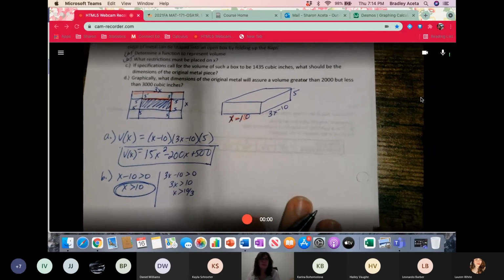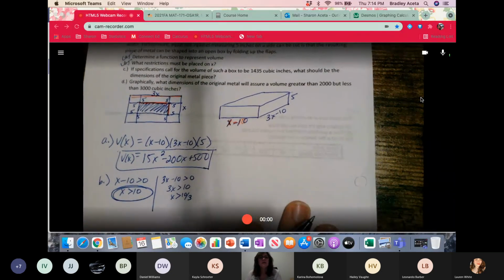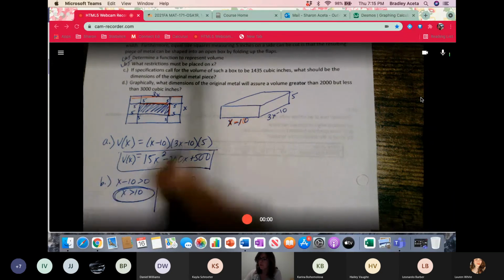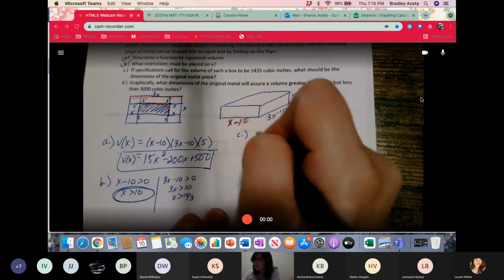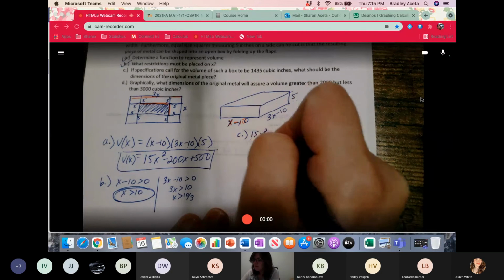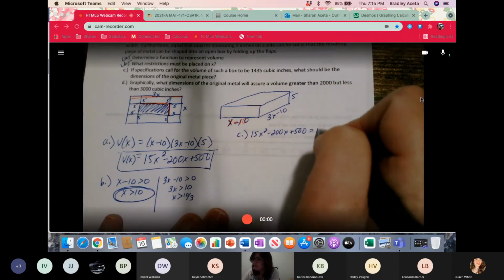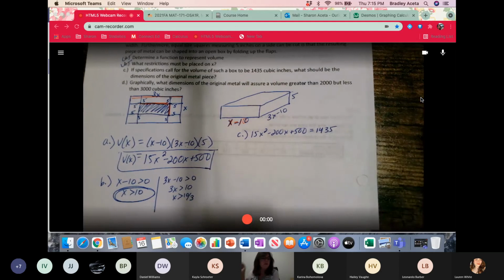All right, let's do part C. If specifications call for a volume of such box to be 1435. So now they're telling you we want this volume right here to be 1435. So we want 15x squared minus 200x plus 500 to be 1435. What should be the dimensions of the original metal piece?